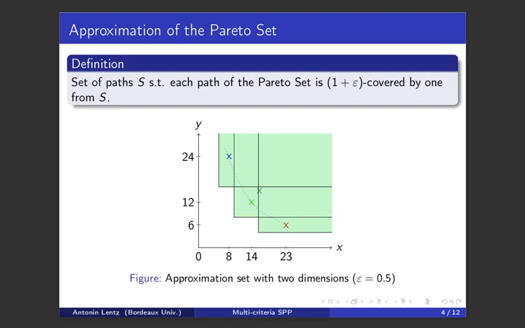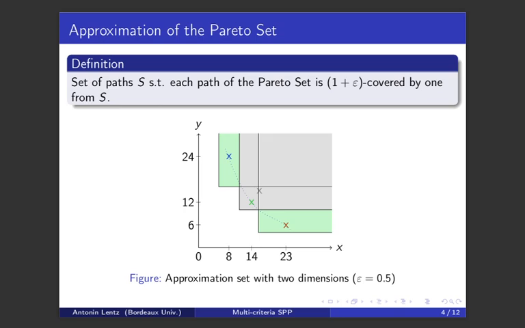And the problem that might occur is that you could end up with non-optimal paths. For instance, you can use here the gray path instead of the green one to cover the Pareto set. So it works, it covers the Pareto set. But the points that you use are not a subset of the Pareto set anymore. So the output might be bigger than the Pareto set itself.